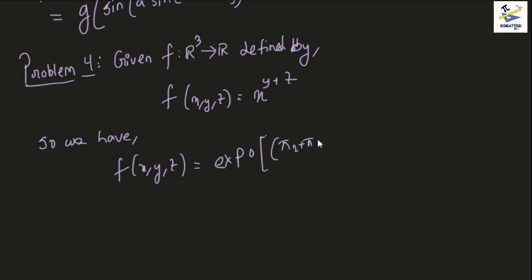pi 2 plus pi 3 ln of pi 1 at the point x comma y comma z. So this is how we can write this function f in composition form, and what we can do is this.